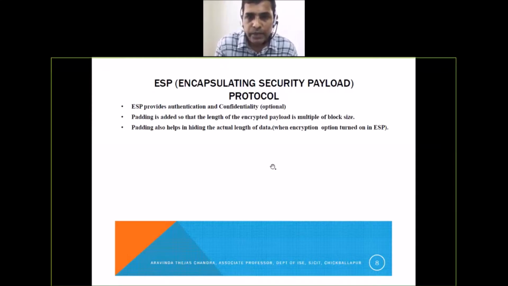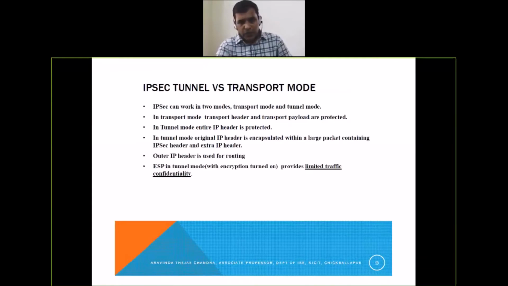So okay, now let us see where the AH and ESP headers will be placed in the IP packet, and how the position of these headers will be in the two modes, which are the transport mode and the tunnel mode. So next slide we are going to see it. IPsec tunnel versus transport mode. Now, what is this tunnel mode versus transport mode?